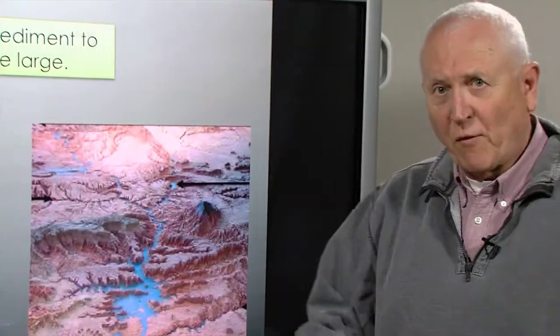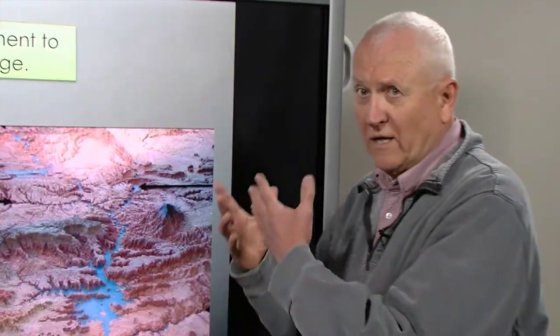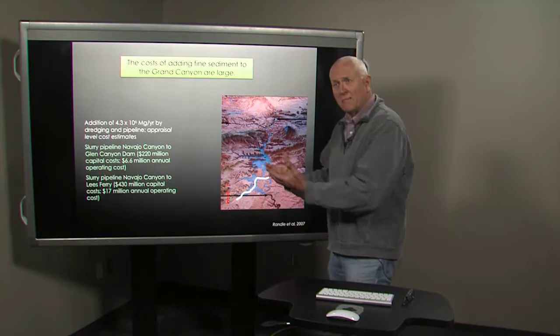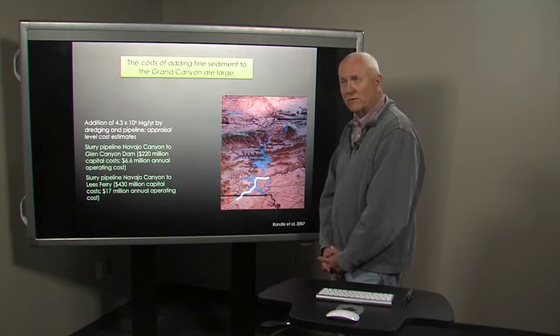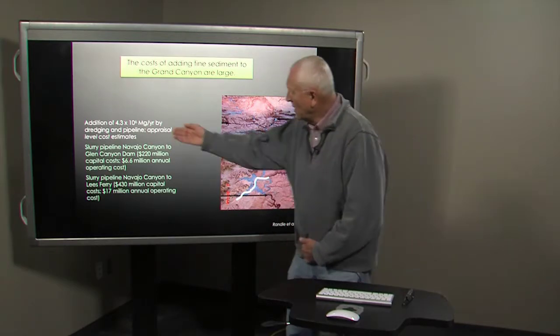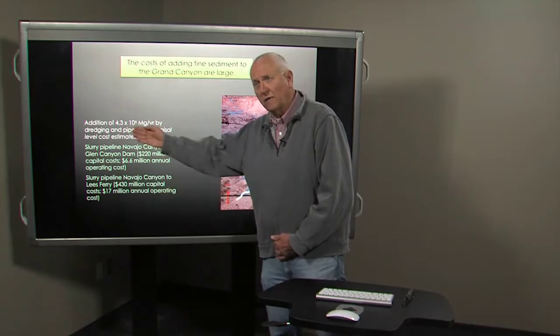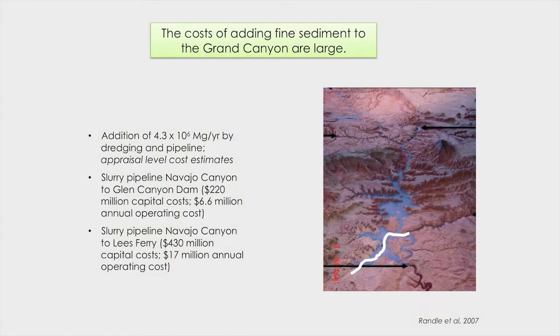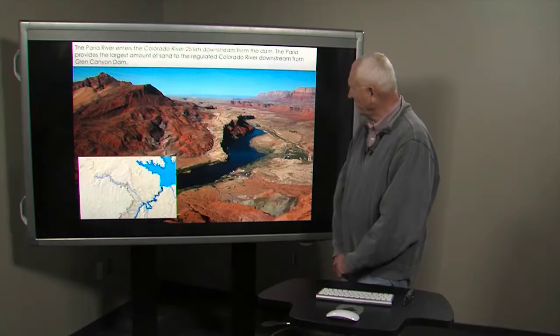If we wanted to really solve a problem of too little sediment, we could add sediment by dredging sediment out of Lake Powell, passing that sediment downstream into the Grand Canyon. But the costs are very high, $200 to $500 million. We do not have political consensus in this country to actually rectify the problem in that way.